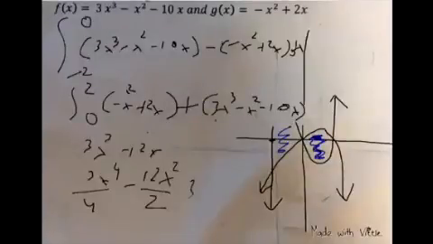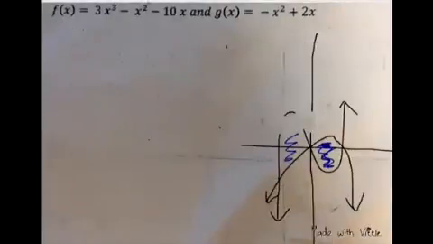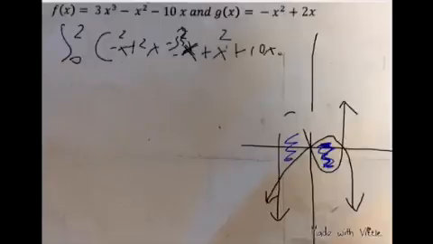So that's just going to leave you with 3 over 4 x to the fourth minus 6x squared. Now the next thing you're going to do is take the integral of the next equation, which was 0 to 2, negative x squared plus 2x minus 3x cubed. Oh my god, x cubed. Sure. Minus plus x squared plus 10x dx.